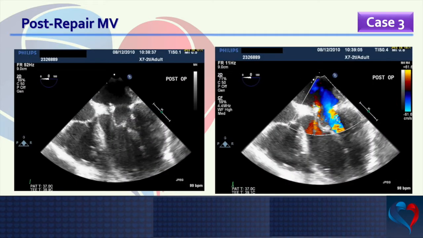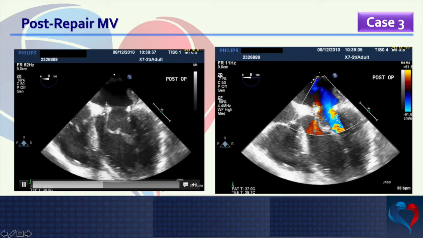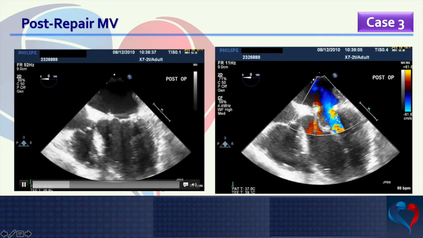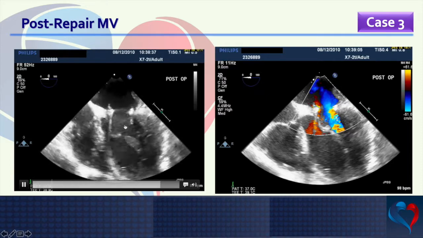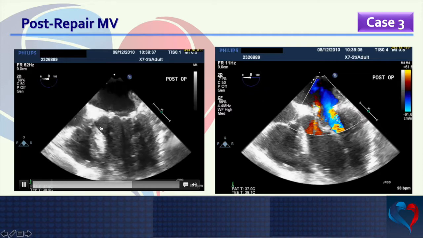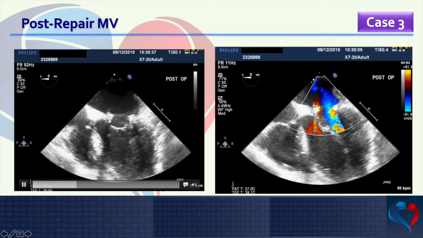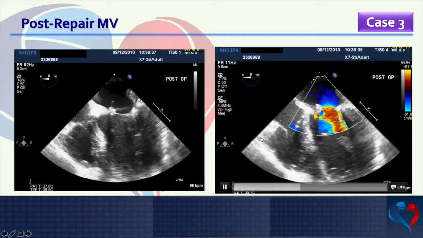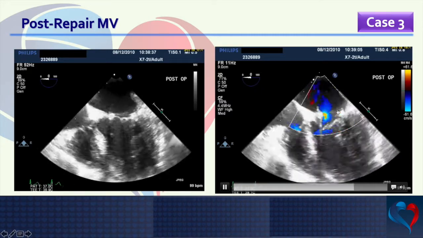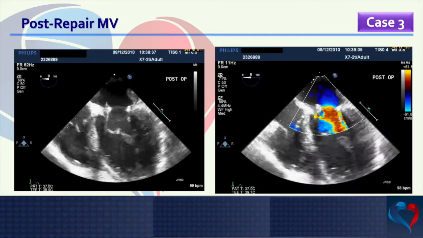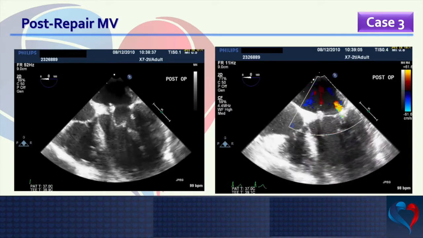This is post-repair of the same patient. The patient has a ring. This is a beautiful image showing the mitral valve is now becoming competent, and you can see some of the sutures in the mitral valve ring. This is the color Doppler of the same patient. There is trivial mitral valve regurgitation, and interrogation of the inflow of the mitral valve shows it was not stenotic.